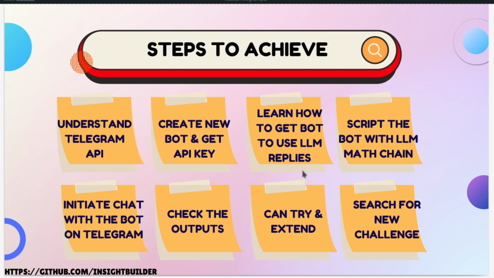After we understand that, we need to script the bot with LLM math chain. We need to initiate a chat with the bot inside Telegram, and then we need to check the outputs. Now, after you complete all the 6 steps, you know how to work with a Telegram bot, you know how to get the replies from the large language models and interface with Telegram bots, correct? After that, you can try and extend it. There are lots of things one can try with Telegram bots, because the imagination can be taken to the skies.